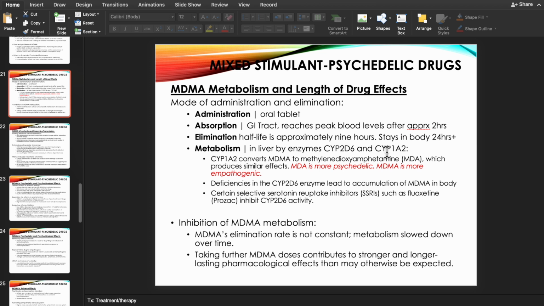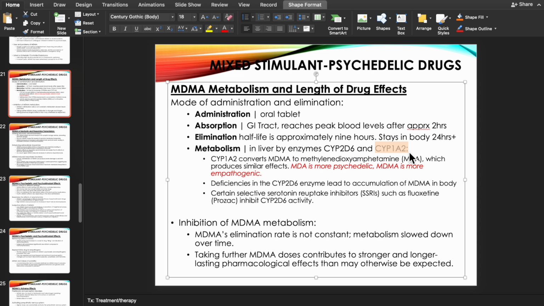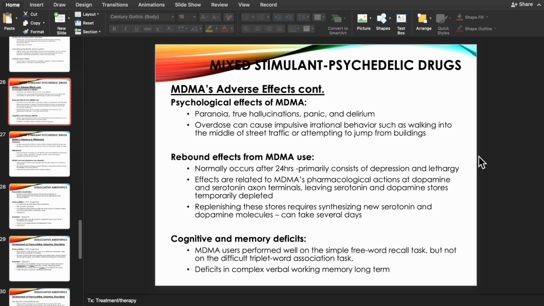One of these enzymes, the CYP1A2, converts MDMA to methylenedioxyamphetamine, MDA. I know the full chemical name looks like MDMA. The only thing that's missing from here is the meth part. So this is methylenedioxyamphetamine. MDMA is methylenedioxymethamphetamine.